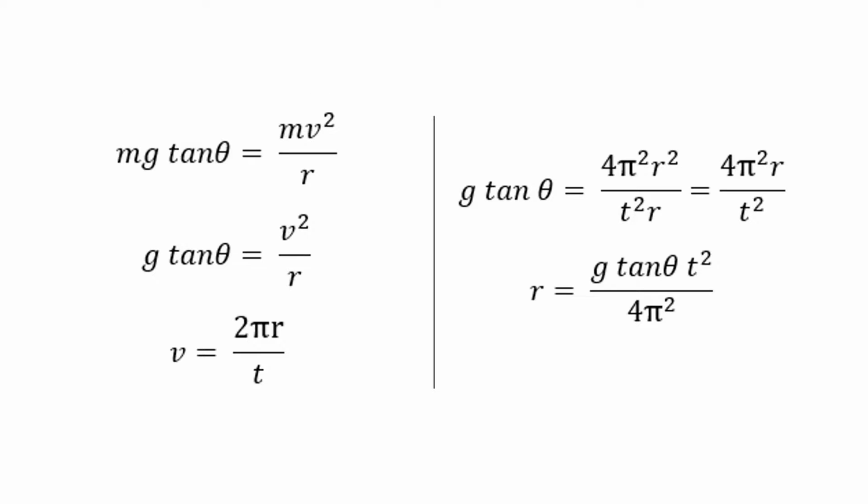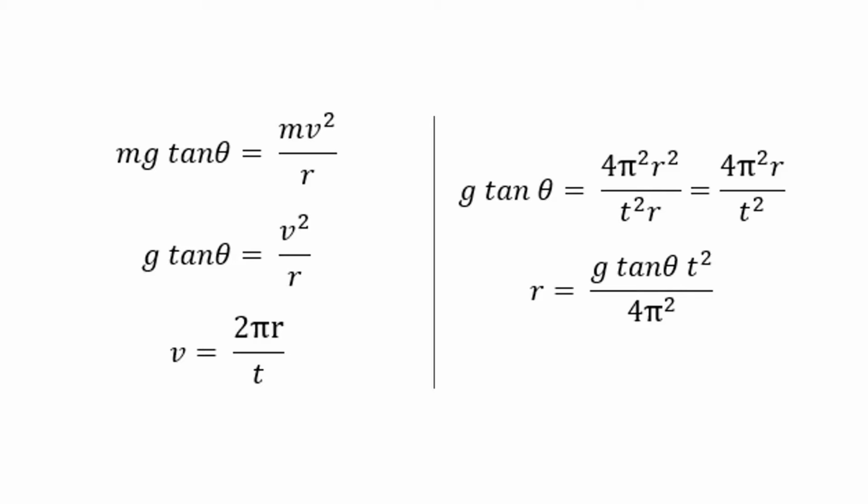From here, we can equate the original equation with this equation for F to get mg tan theta equals mv squared over r. Clearly, the m values cancel, leaving us with g tan theta equals v squared over r. For our investigation, we're looking to work out r, so we'll need to work out v in terms of r. So, if we take the distance around a circle and divide it by the time period for one complete rotation, we get v equals 2 pi r over T.